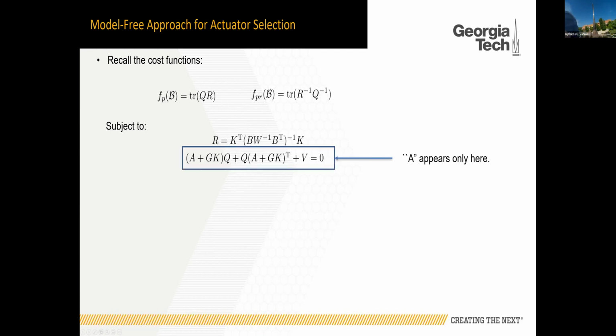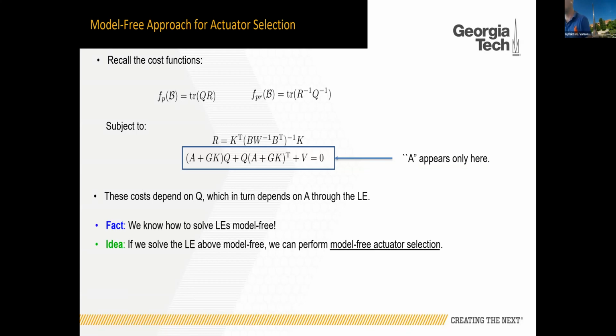Now, the A matrix that I want to avoid appears only in the second Lyapunov equation. What I also want you to see is that this cost depends on Q, which in turn depends on A through the Lyapunov equation. Of course, through our work in reinforcement learning, we know how to solve these Lyapunov equations model free, so if we solve this Lyapunov equation, we can also still perform model-free actuator selection.